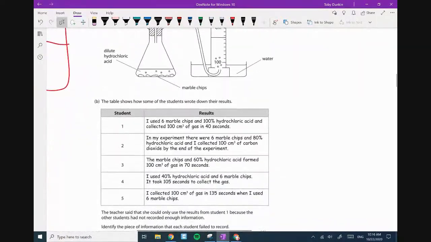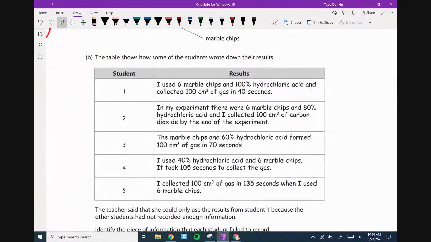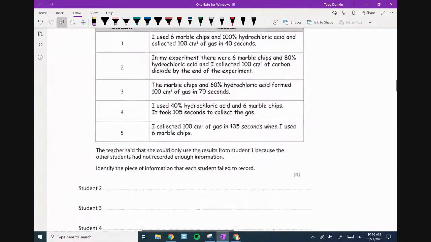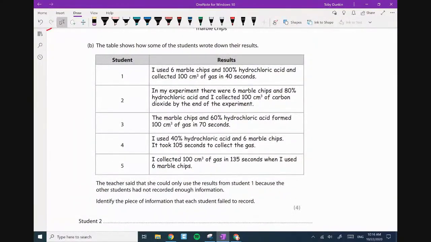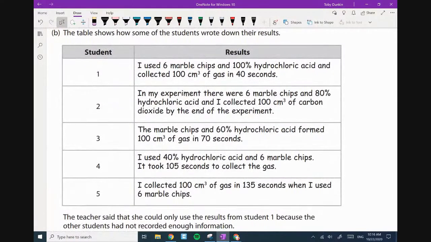Collecting gases. Right, what have they done? The table shows how the student wrote down their results. I used 6 marble chips. The teacher said that she could only use the results from student 1 because the others had not recorded enough information. Identify the piece of information the student failed to record. In my experiment, there were 6 marble chips. Okay, 80% hydrochloric acid. I collected 100 centimeters cubed of volume.